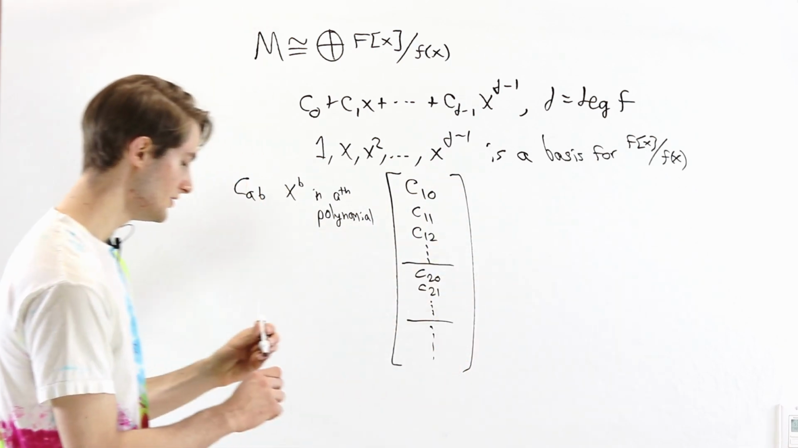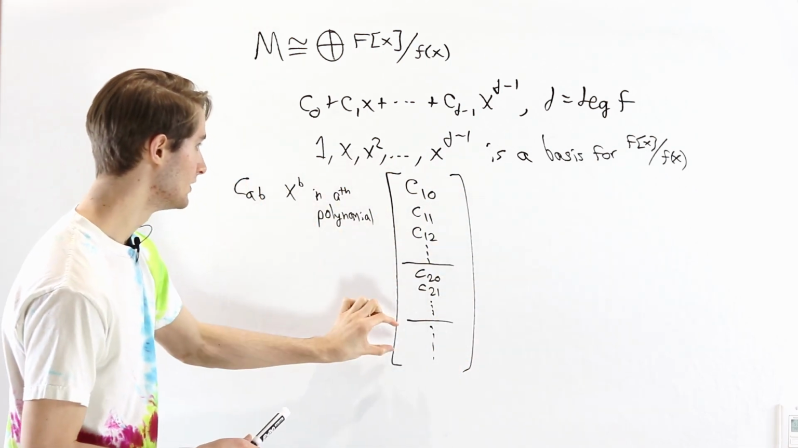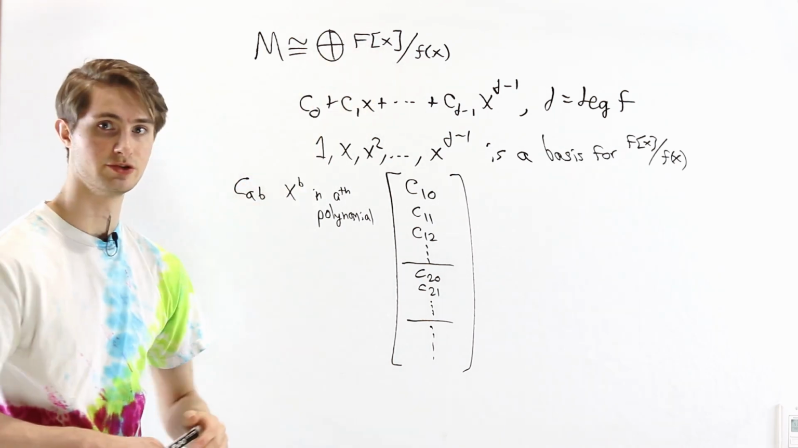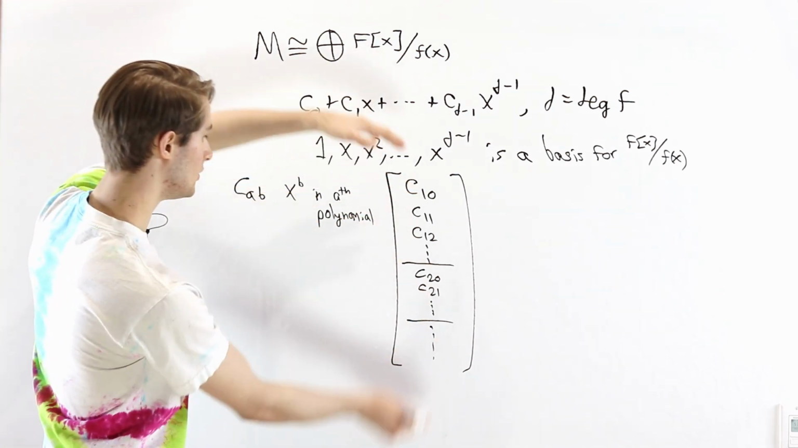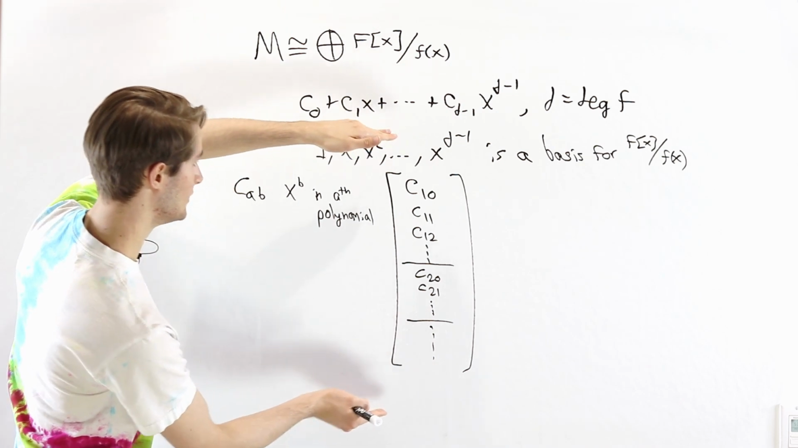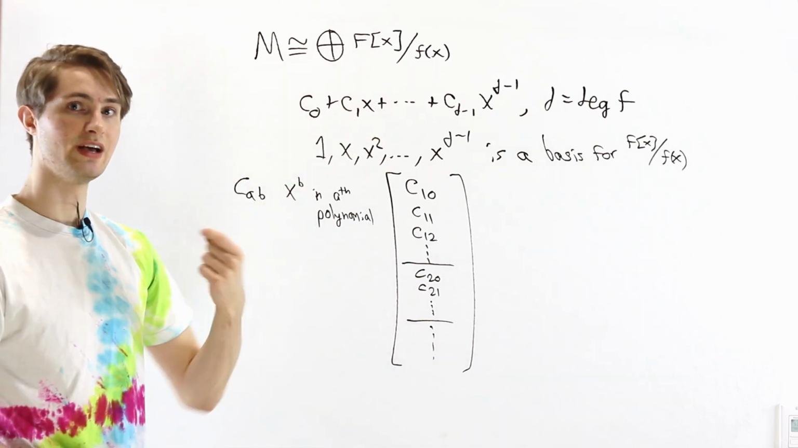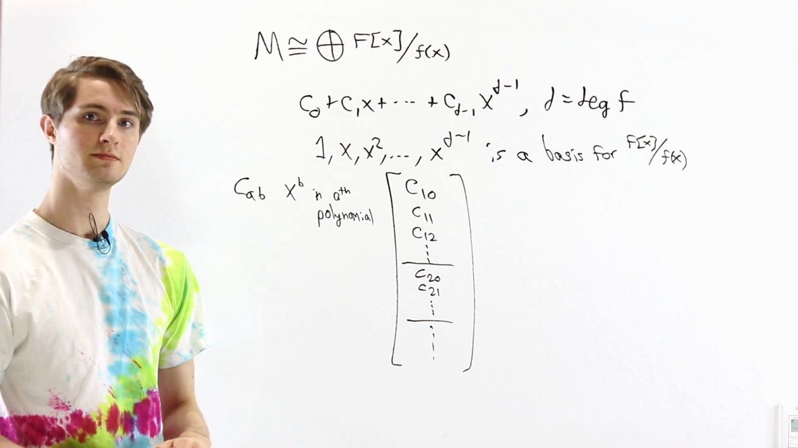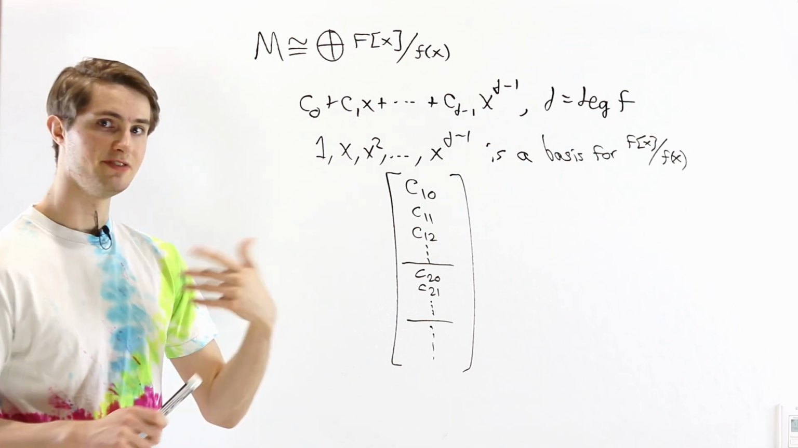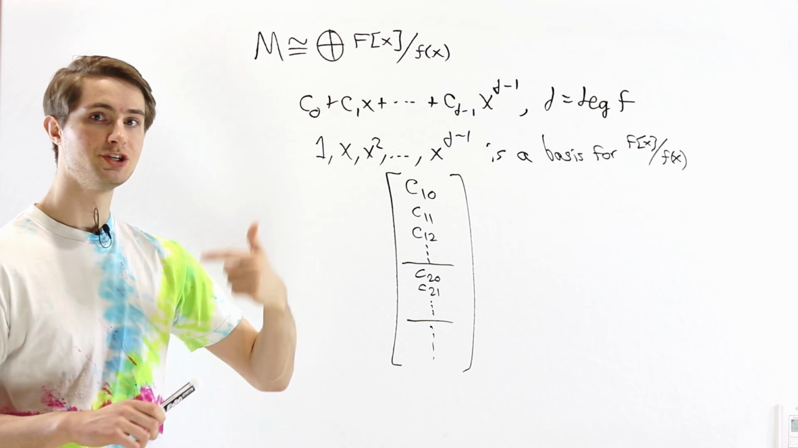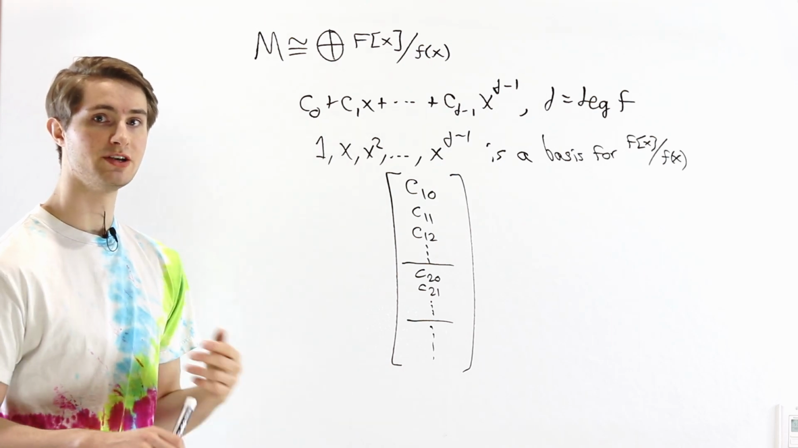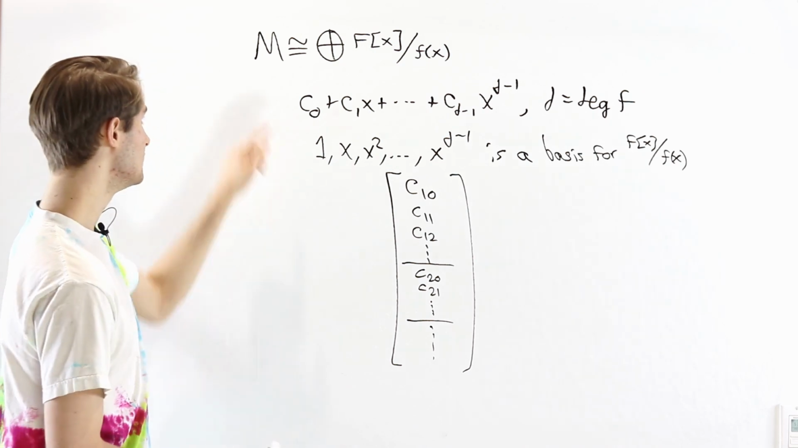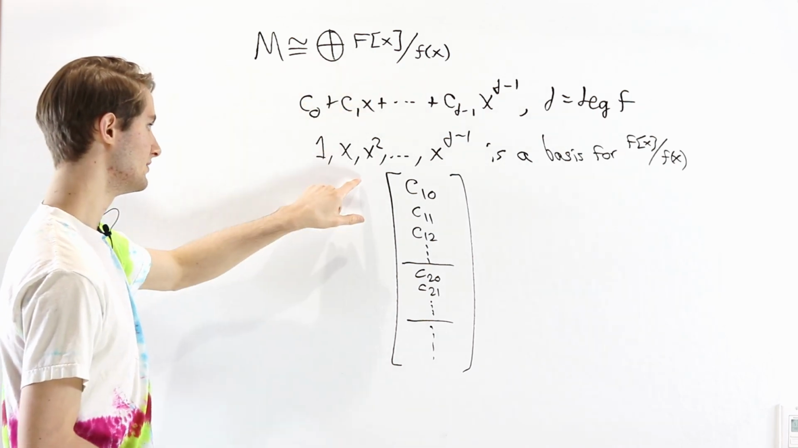So each of these blocks in the vector is going to generate one of the components of this direct sum. And once we put those all together, this vector describes the coefficients of every single polynomial in this direct sum module. Because M is an F[x] module, multiplication by x is described by some matrix A. So now we need to figure out what that matrix looks like for this form of the module and this specific basis.